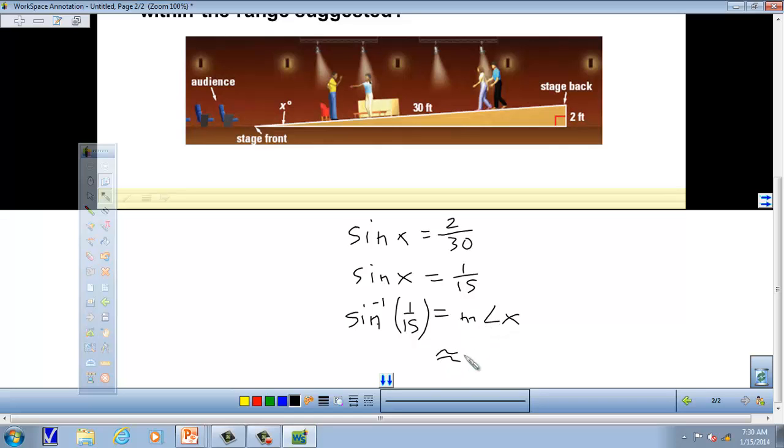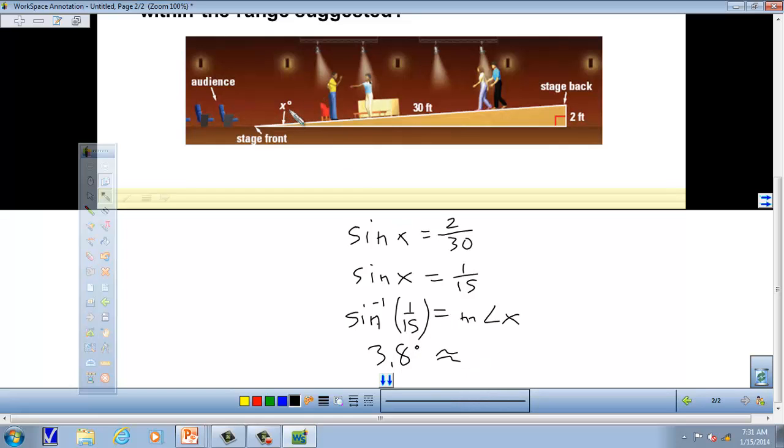So I'm going to do that on my calculator, and you should do it on yours to get the practice in. So let's see, does it have it on mine? For some reason, I don't have it on mine. Oh, I have it right here, sorry. Okay, so we're going to do inverse sine of 1 divided by 15, and we get approximately 3.8 degrees.